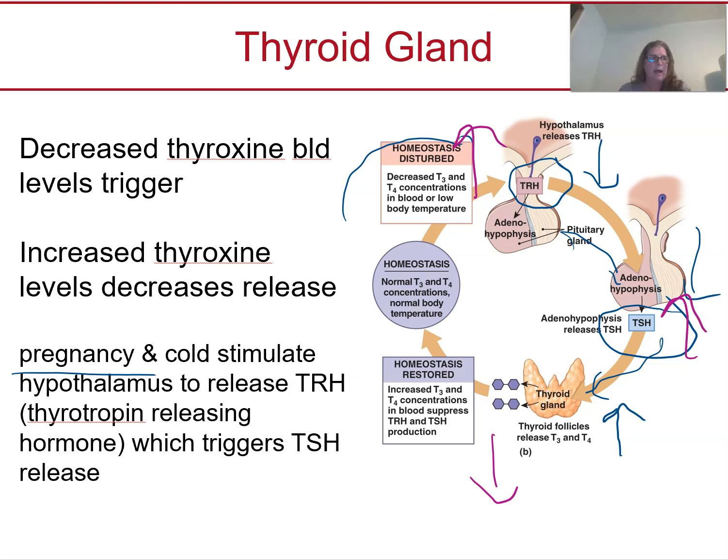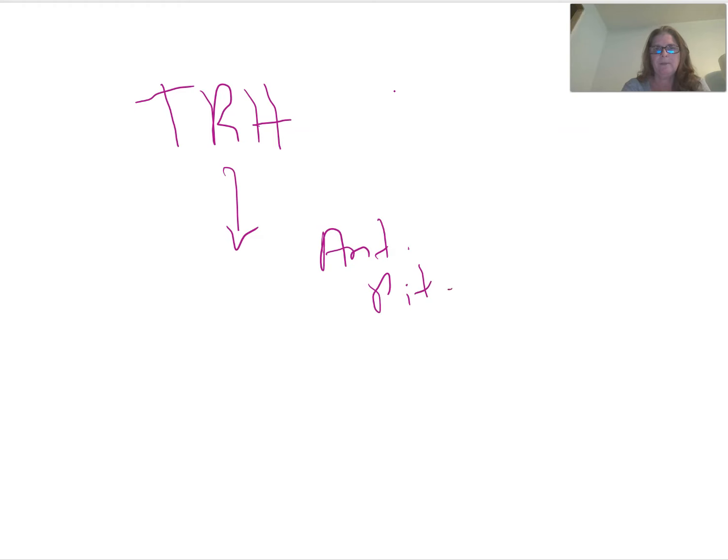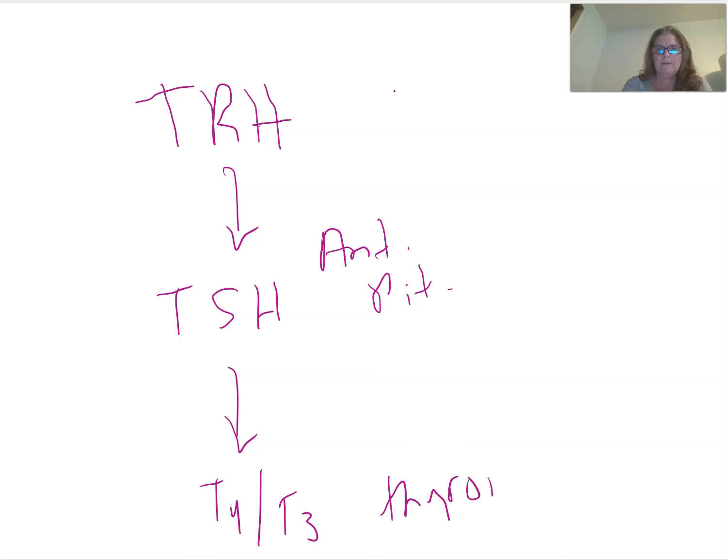Anytime we have these hormone hierarchies, it's important to understand what's happening so you can predict the effects. So for example, we know that TRH comes from the hypothalamus and goes to the anterior pituitary. We'll just write anterior pit. It releases TSH, and then TSH's job is to go out to the thyroid gland and trigger the release of T4 and T3.